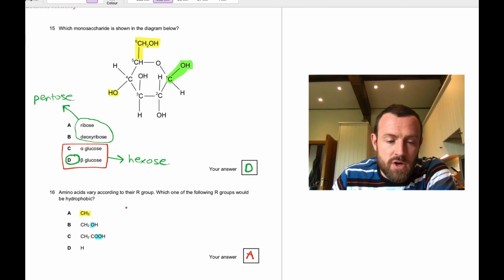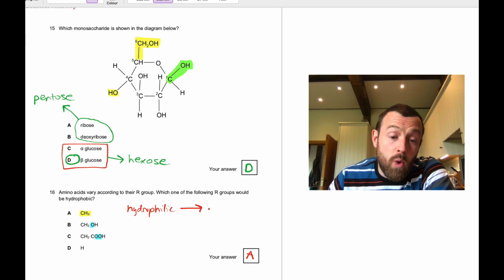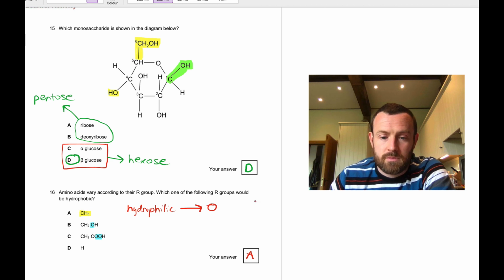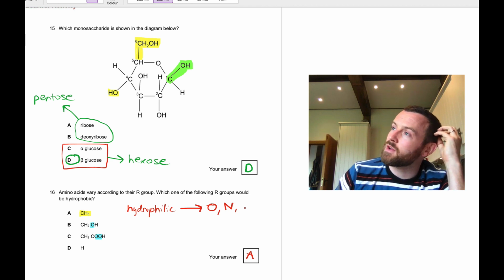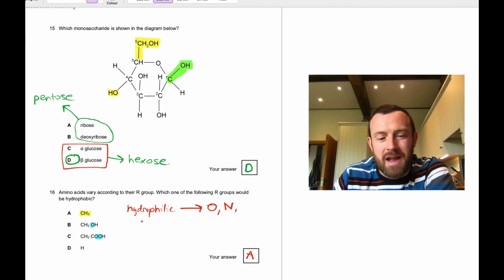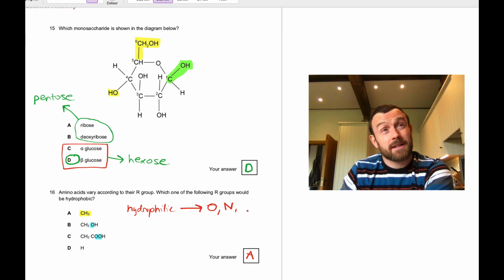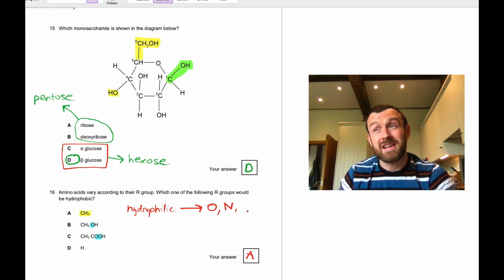So what notes to make if you didn't quite understand that. Hydrophilic basically requires one of a few atoms. If you have an oxygen or a nitrogen, oxygens or nitrogens make it hydrophilic. And if you don't have any oxygens or nitrogens, then it's hydrophobic. That's pretty much it for biology. I can't think of any other atoms that would make something hydrophilic in biology, really. No, that's about it.